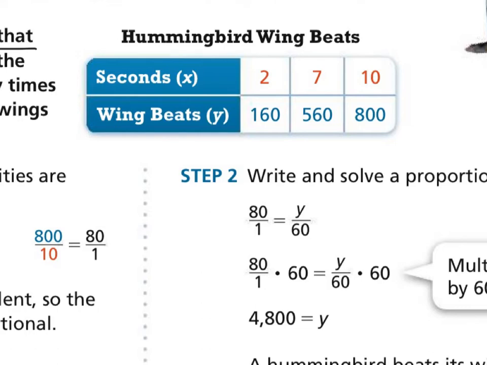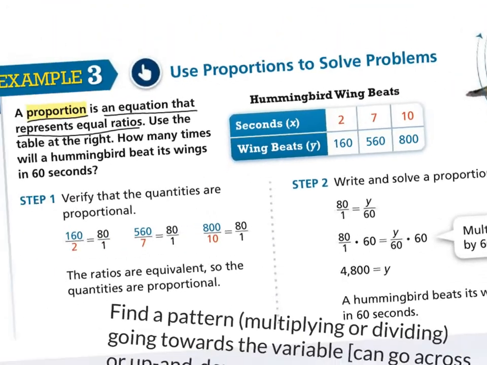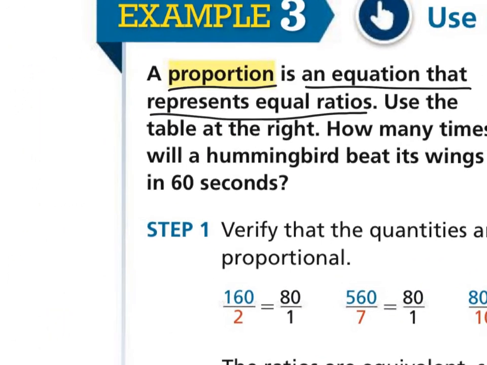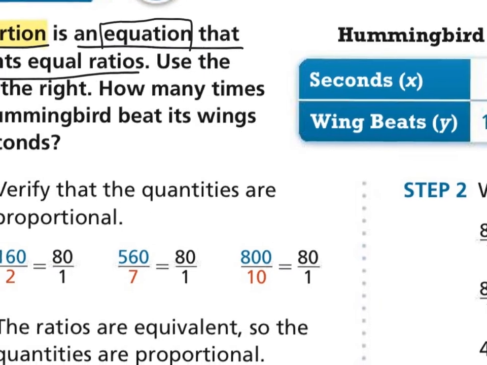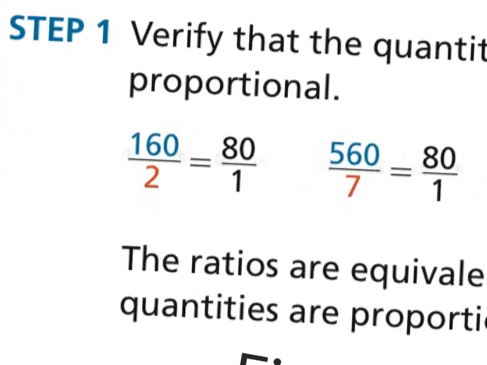So what we can do then, before we look at this, an example of a proportion. Again, like the book says, it's an equation with equal ratios. So for example, 1/3 equals 2/6 is an example of a proportion. So what we're going to do here, we're going to look at these ratios and see whether they're equivalent or not. So if we have 160/2, again, they did the Y over the X, which again happens to be the bigger number over the smaller number.